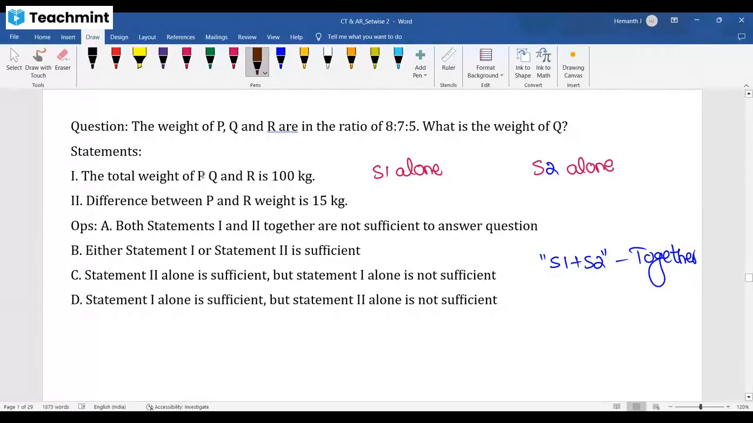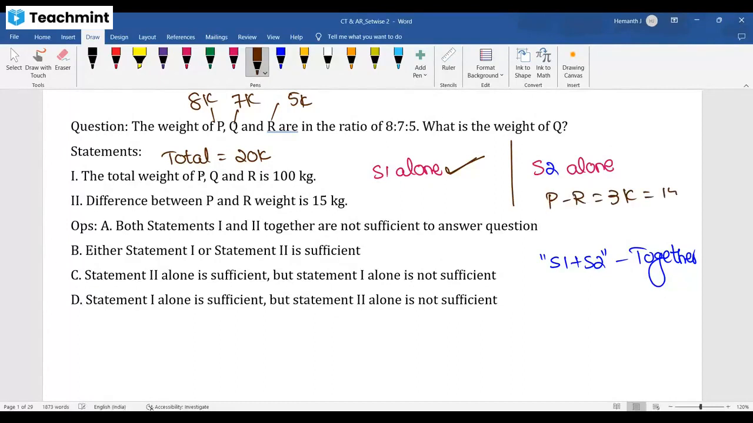Now, I know total weight. If you know total weight, 8 is to 7 is to 5, 8K, 7K, 5K. Total will be equal to 20K. You know total value, you can find Q, definitely correct. Statement one alone you can do. Statement 2 alone, I know difference between P and R means 3K equals 15. You can calculate K value and you can find. Yes. Using 1 alone, 2 alone, answer is either 1 or 2. B option is correct. Either 1 or 2.